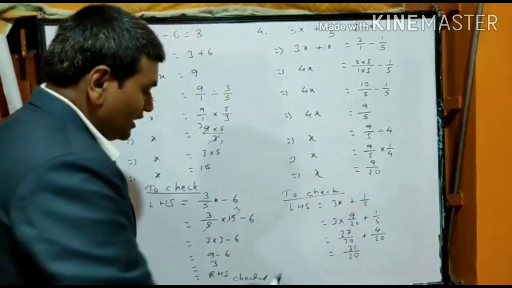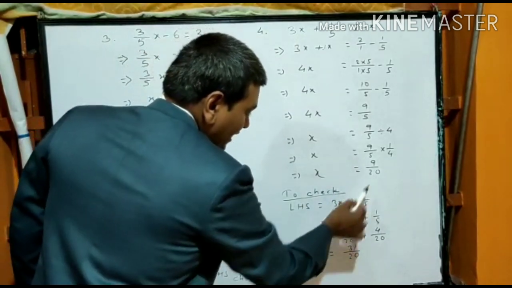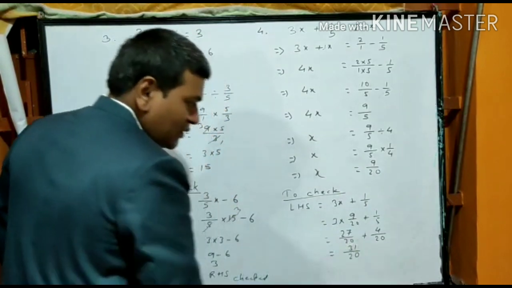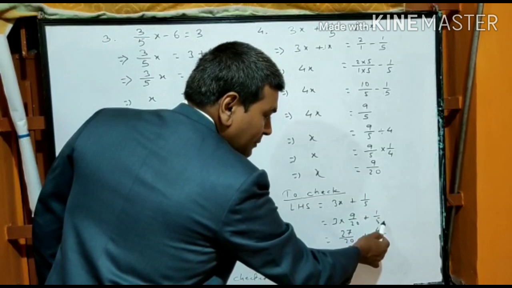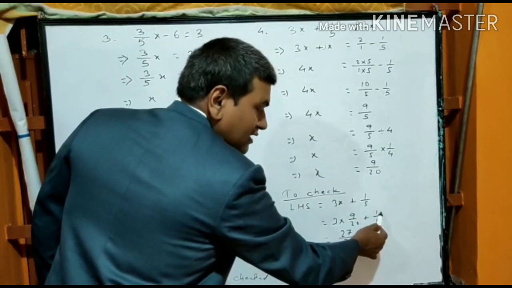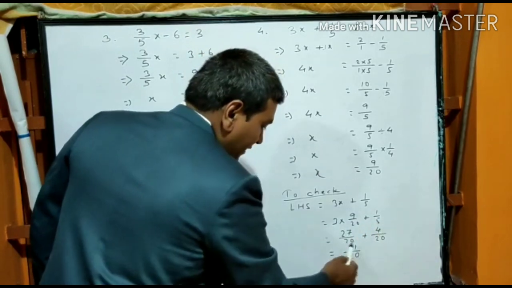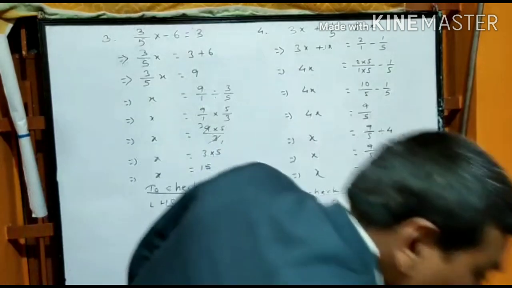Let's check it. Left hand side 3x plus 1 by 5, and x is 9 by 20. 9 threes are 27 by 20. Plus 1 by 5, so multiply 5 by 4, and also 1 is multiplied by 4. 1 four is 4, 5 fours are 20. 27 plus 4 is 31, 31 by 20.